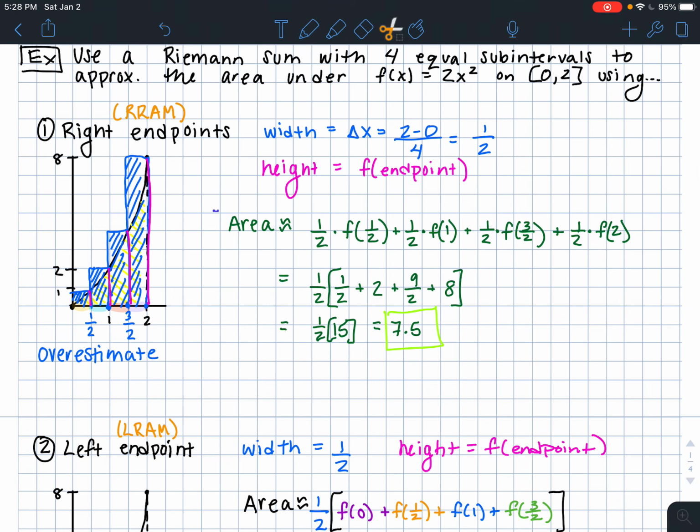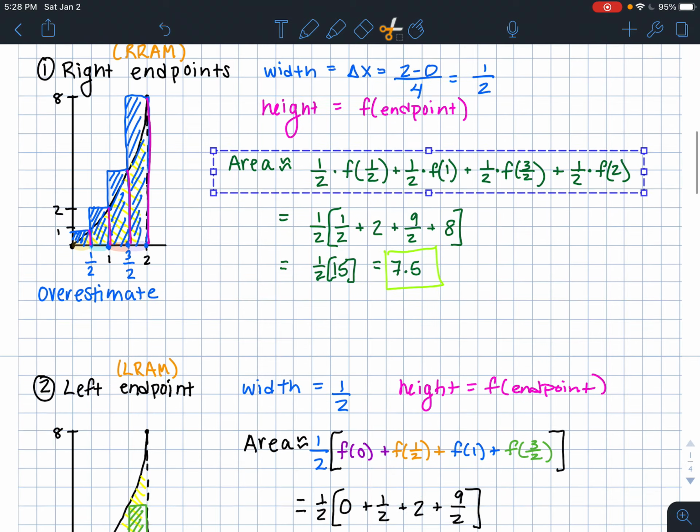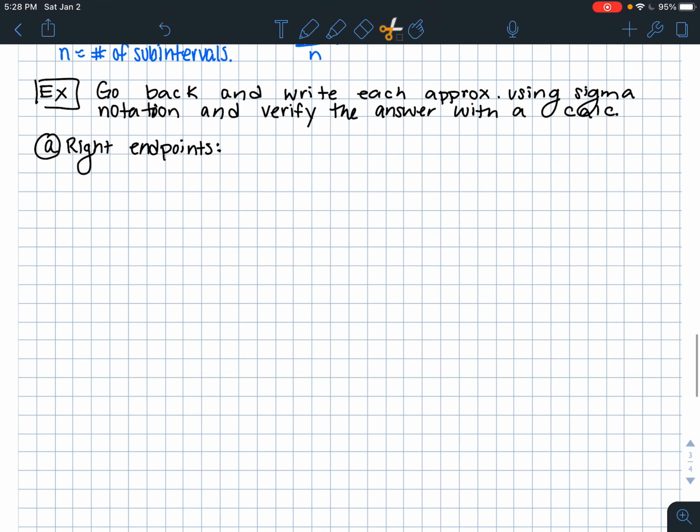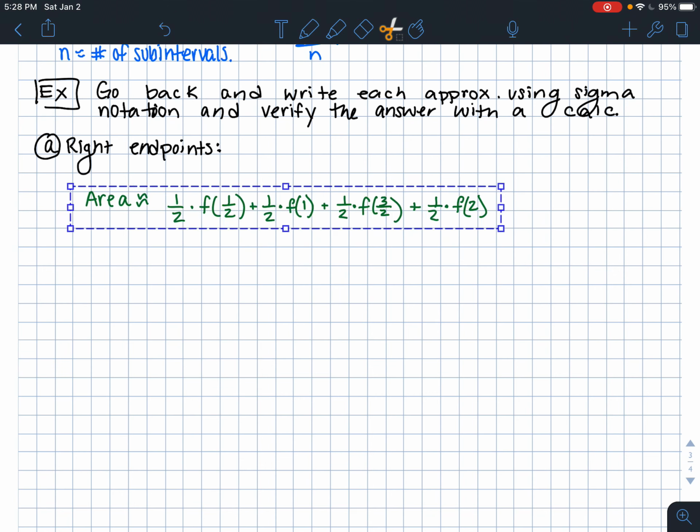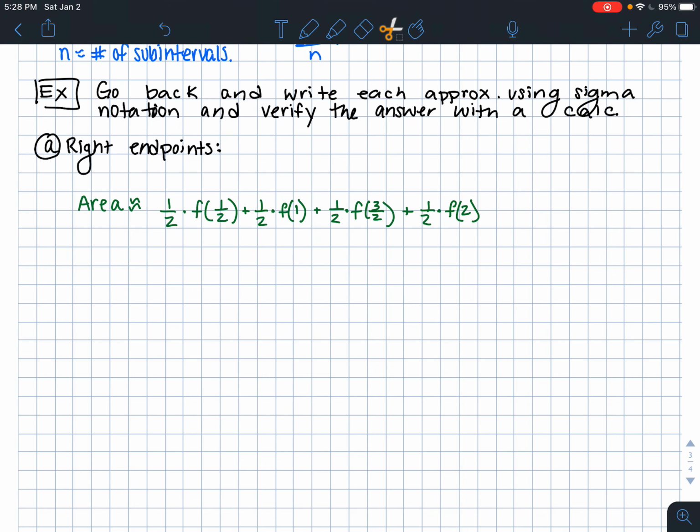I'm going to cheat a little bit and go back all the way here. I just wanted to copy this down so we could look at it. We know that these are all of our delta x's. So for our area approximation, our area is approximately equal to our sigma. We start at i equaling 1, and we have 4 subintervals, so that tells us what number to put on top. That tells us to count to 4.